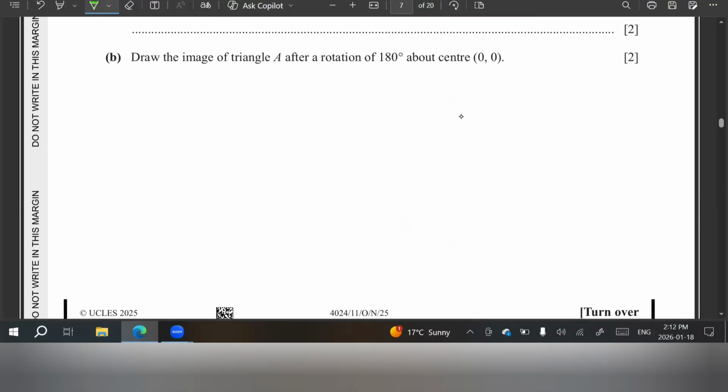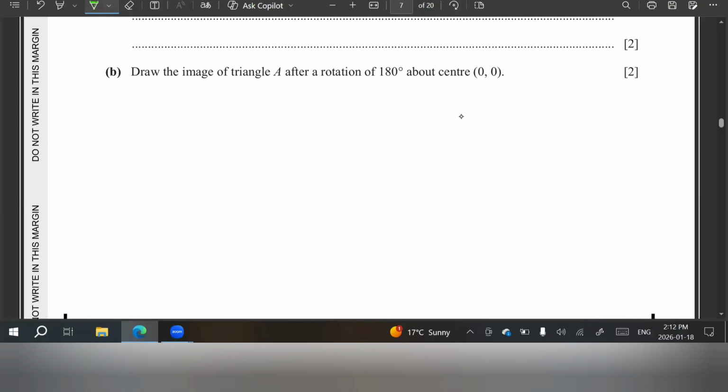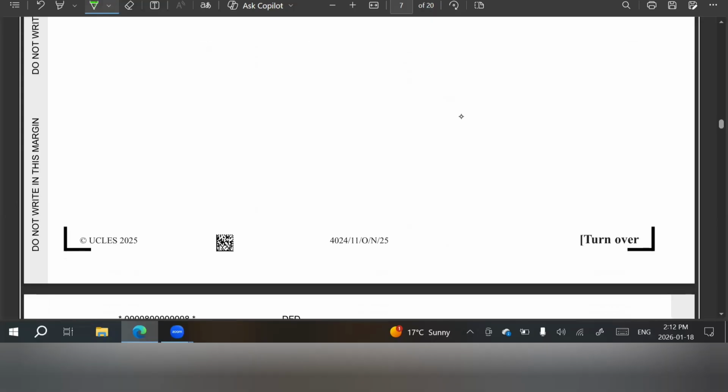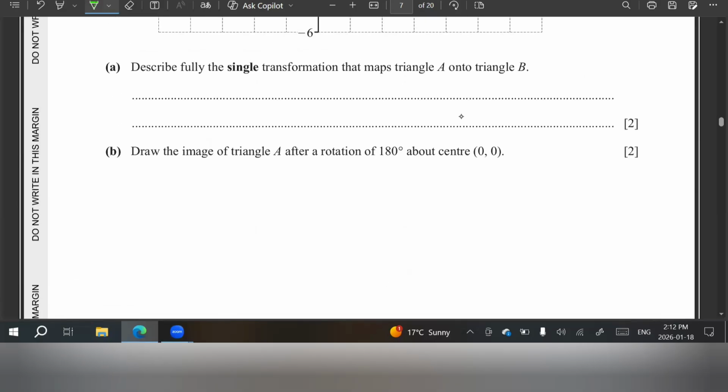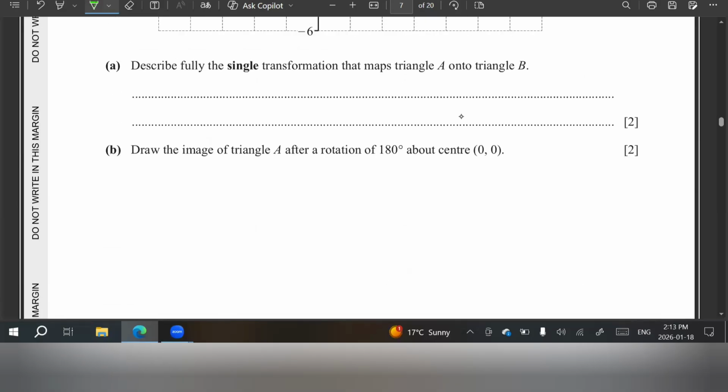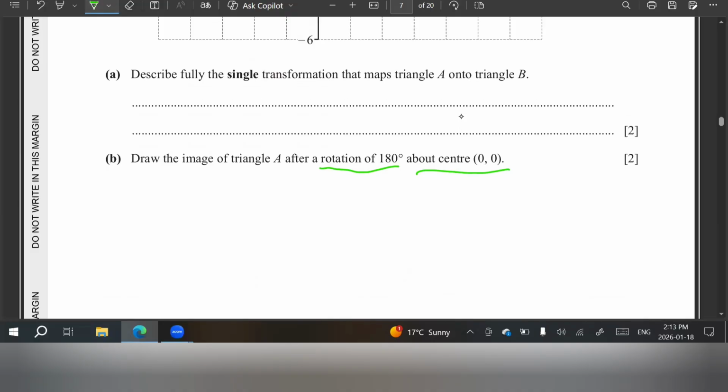The B part says, draw the image of the triangle A after a rotation of 180 degrees about the center 0, comma 0. It has 2 marks. So you see, when you do the rotation of 180 degrees about the center 0, comma 0, it becomes very, very easy. The method is very simple.